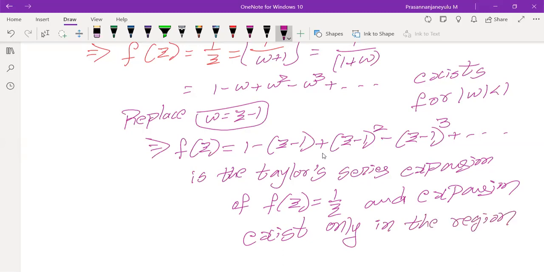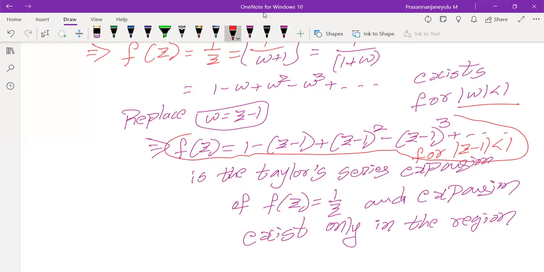Now tell me. Here modulus of w is less than 1, but in place of w, what are we replacing? Z minus 1. So modulus of z minus 1 is less than 1. So this is the region. This expansion is a valid expansion only in this region, no other region.